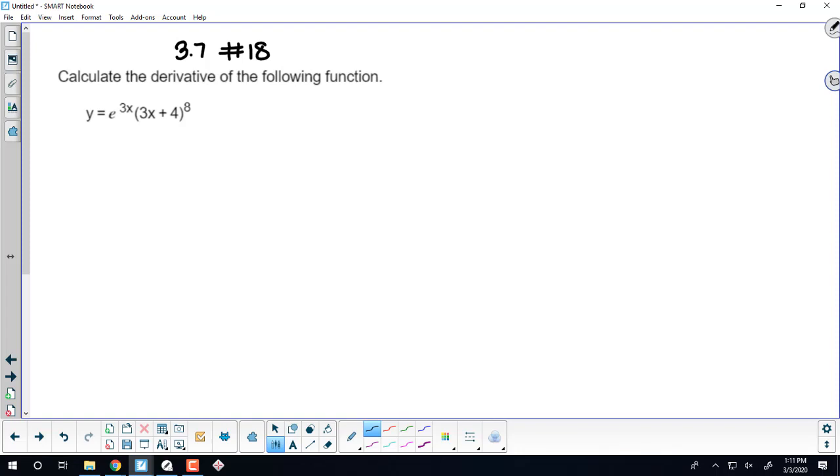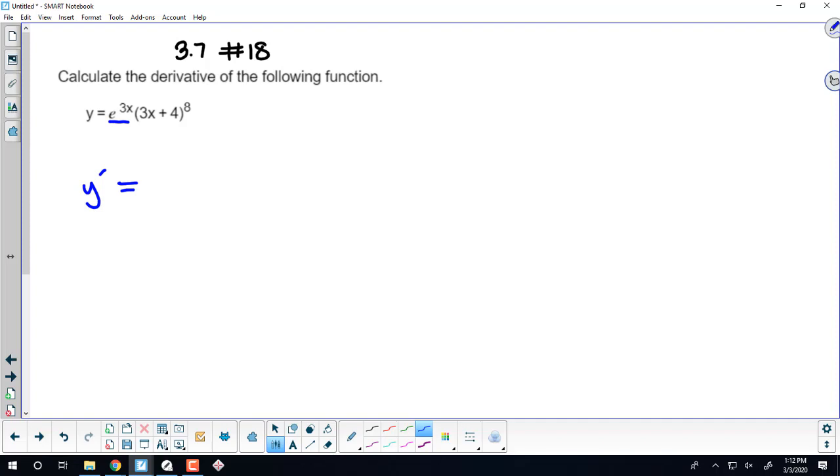Okay, so we have the function y equals e to the 3x times (3x plus 4) to the 8th. So we're going to use what rule to compute the derivative of y? Ultimately, yeah, we would need a chain rule. But the overall structure of the function y is one function of x times another function of x. So you have the product rule to take this function's derivative.